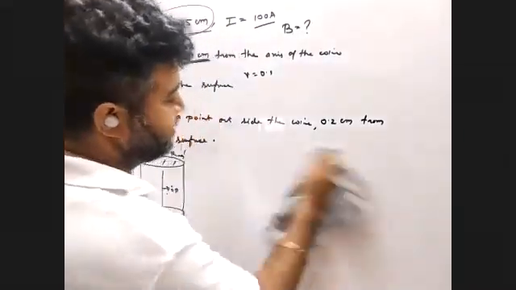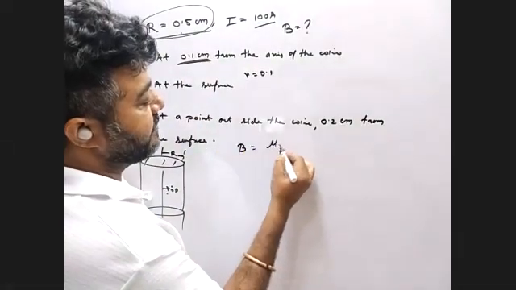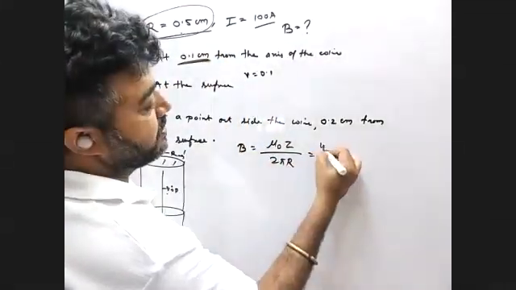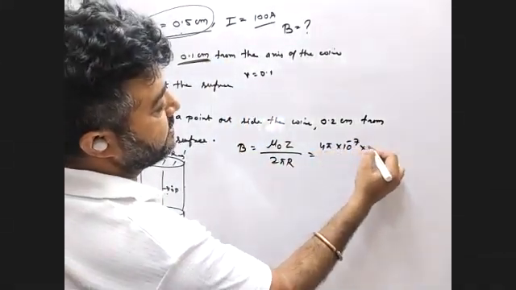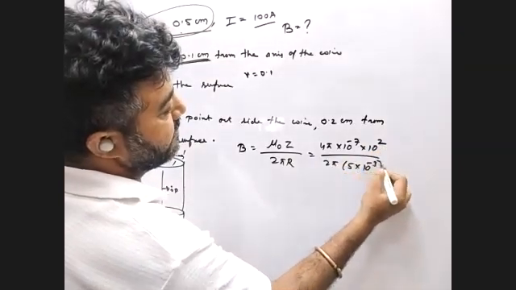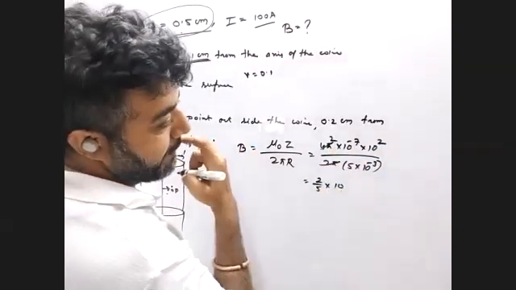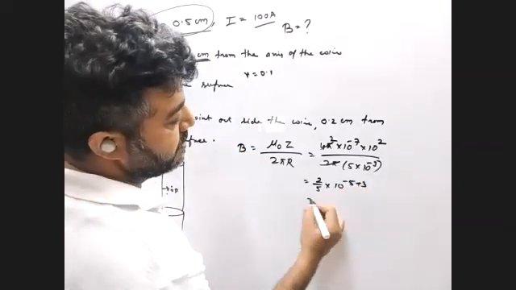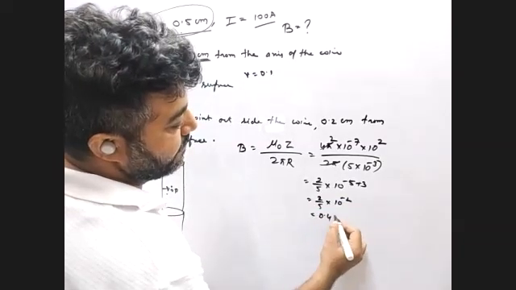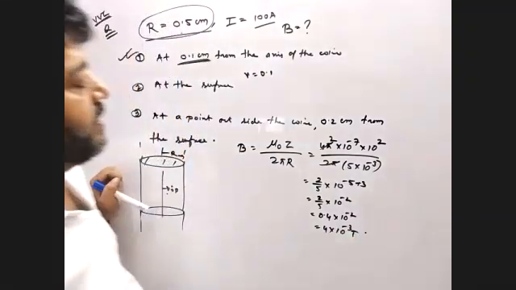Second part of the question is on the surface. On the surface it is very simple: mu naught I by 2 pi r. R is 0.5 centimeter, so 4 pi 10 to the power minus 7, 10 to the power 2, over 2 pi 5 into 10 to the power minus 3. This is 2 by 5 into 10 to the power minus 5 plus 3, so 2 by 5 into 10 to the power minus 2, which is 0.4 into 10 to the power minus 2, 4 into 10 to the power minus 3 Tesla. This is the second part.